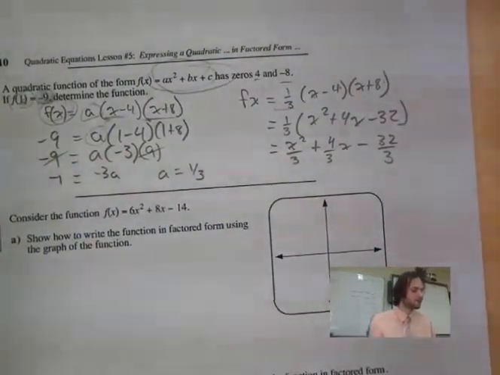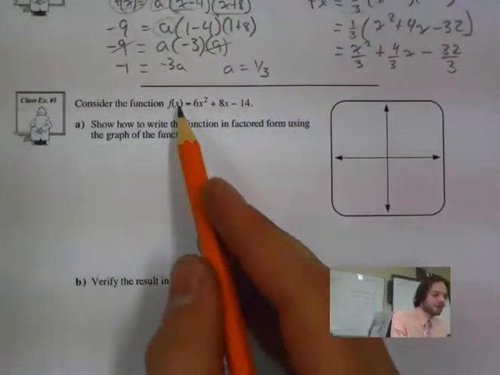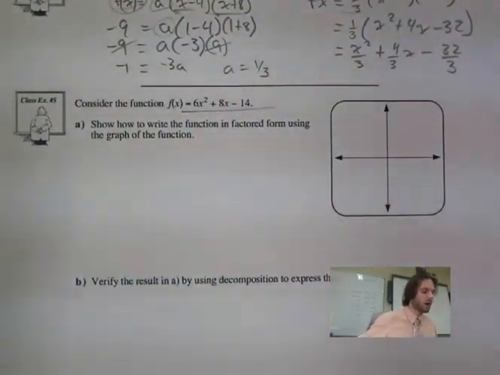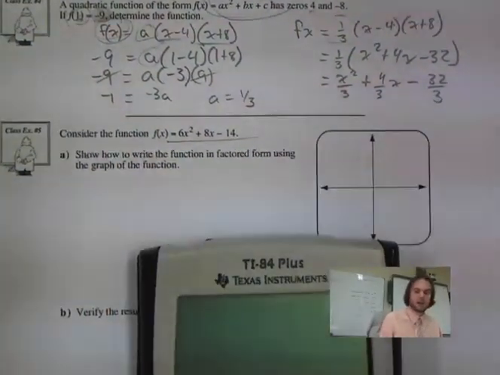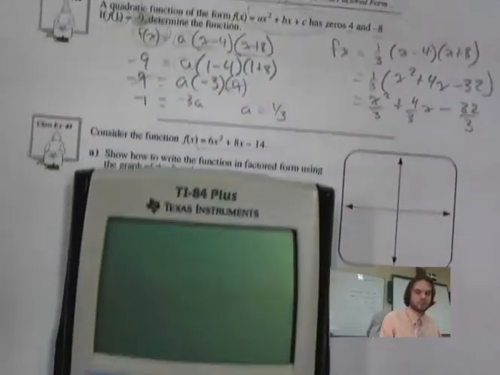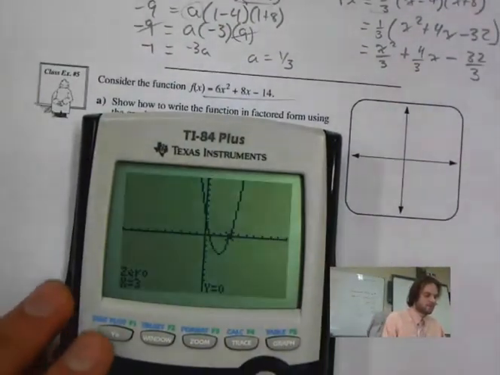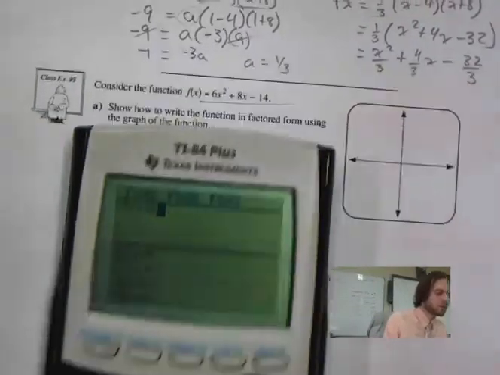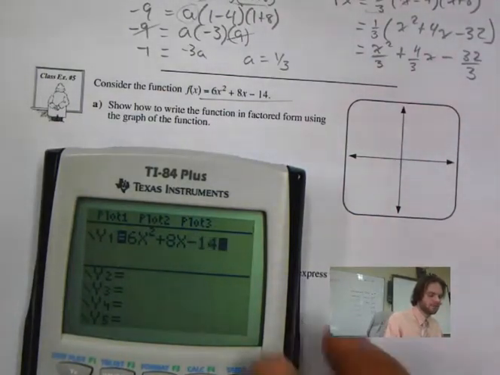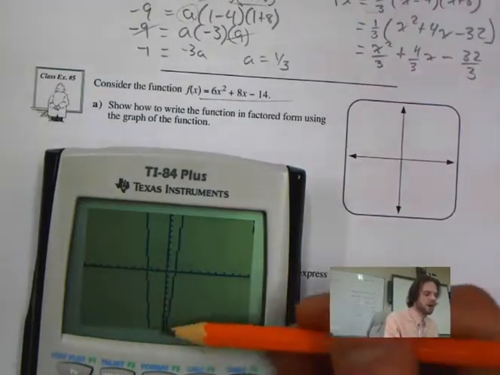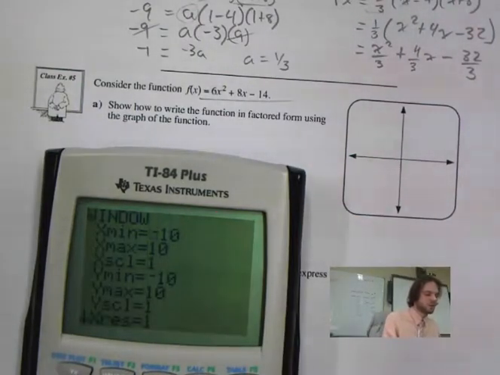Okay, next one. It says, class example 5. So we're given this function here. It says, show how to write the function in factored form using the graph of the function. Oh, so let's use the graph of the function. So first, I'm going to take my graphing calculator here. And there's my equation. Let's put that equation in. So we have 6x squared plus 8x minus 14. So my graph's going to look something like that. Now, I should have probably put it down more because my y-intercept's negative 14. So my window, I'm going to change my y-min to negative 60.